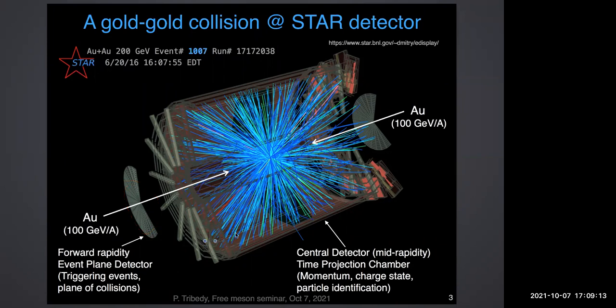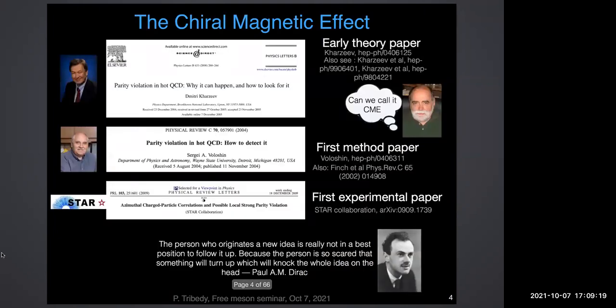So let me quickly go to the next slide. I'm having a little bit of difficulty in changing the slides. So, the chiral magnetic effect. If you want to know about it, a couple of things you need to know. First of all, the pioneering paper, which discusses parity violation in hot QCD, was from Dima. It appeared in 2005, as you can see. And then a series of papers followed.